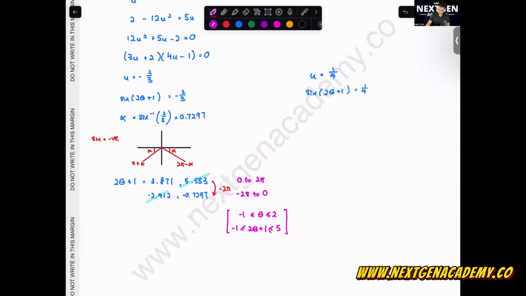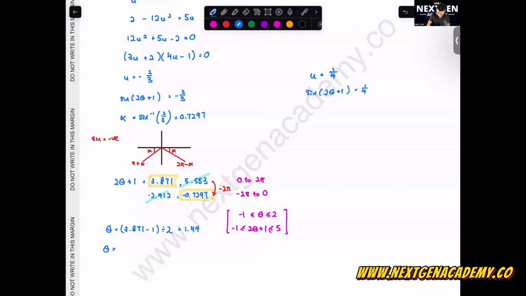Okay, so we only take these two values to calculate for the theta. So let's go and calculate what's the theta here. From here, we can write theta is equals to 3.871 minus 1 divided by 2. I bring the minus 1 and 2 to the right hand side. Here we get 1.436. Let me see what's the acceptable answer. I think 1.44. Now we can just round it to 3SF.